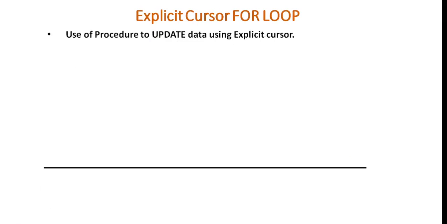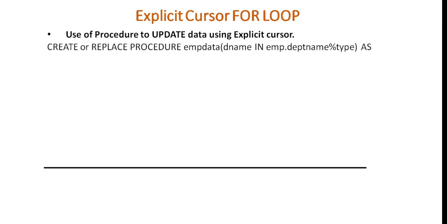Now we'll see how to use procedure to update data. We have just seen how to use procedure to display data. Now let's see how to use procedure to update data using cursor. Now consider the same employee table: employee ID, employee name, department, and salary.